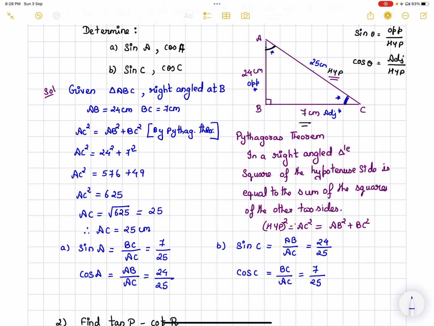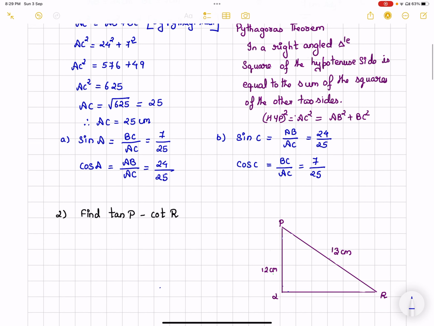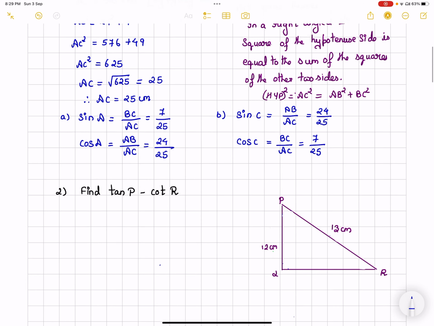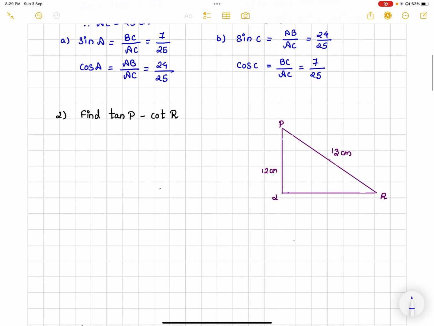Done. We are done with the very first problem, and I think that you guys have understood. So Pythagoras theorem always helps us in a right angle triangle to find out my missing side. So remember that theorem, that is a very helpful one. It would definitely help us when we are in need of finding out one of the sides in a right angle triangle. Now let's move on to the second question.